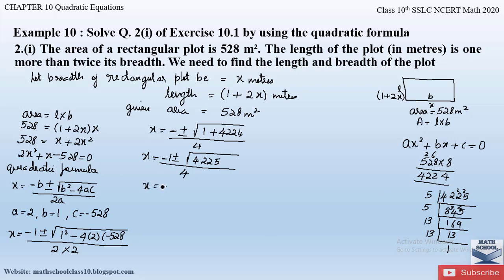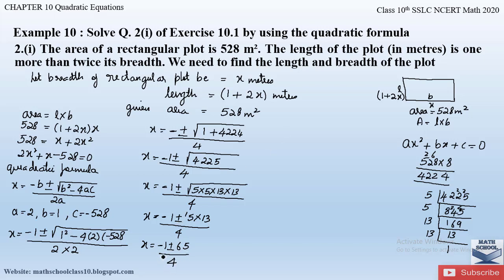So x is equal to minus 1 plus or minus square root of 5 into 5 into 13 into 13 divided by 4. Here we can see that there is the pairing of two numbers, 5 and 5 and 13 and 13. If there is pairing of two same numbers, then they come out of the square root. So x is equal to minus 1 plus or minus 5 into 13 divided by 4. Now what is 5 into 13? 5 3s are 15, carry 1, 5 1s are 5, plus 1 it is 6. So it is 65 divided by 4.